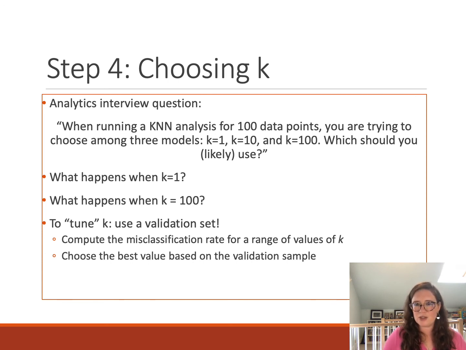But really, to choose k, just like we've done with other methods at this point, we have to treat k like a hyperparameter that we tune using performance in a validation set. We'll compute the misclassification rate, or conversely the accuracy, in a validation set for a range of values for k, and we choose the best value based on the performance in the validation sample. And those are all of the important technical details that go into the k-nearest neighbors algorithm.